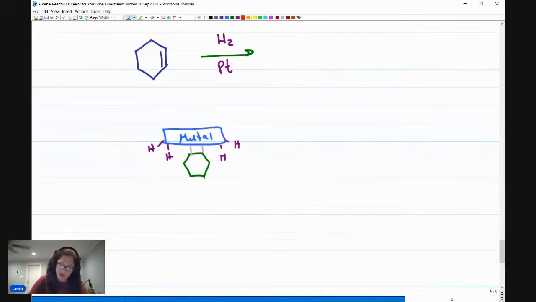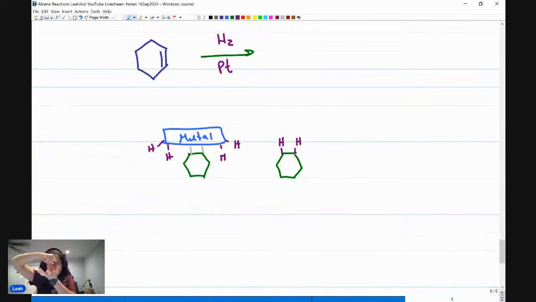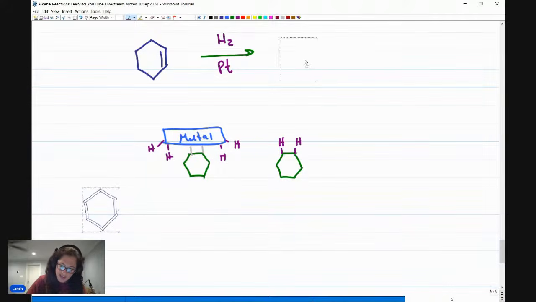Because the hydrogens are nearby, one of the hydrogen atoms will simply slide in and another hydrogen atom will simply slide in so that I wind up with something that looks like this. Here is my ring, no longer attached to the metal because the hydrogen atoms took the place of where the metal was holding onto it. But because the metal was holding it and the hydrogens just kind of slid in, they wind up adding both down at the same exact position on the same side. And this is why we get a syn addition for hydrogen.